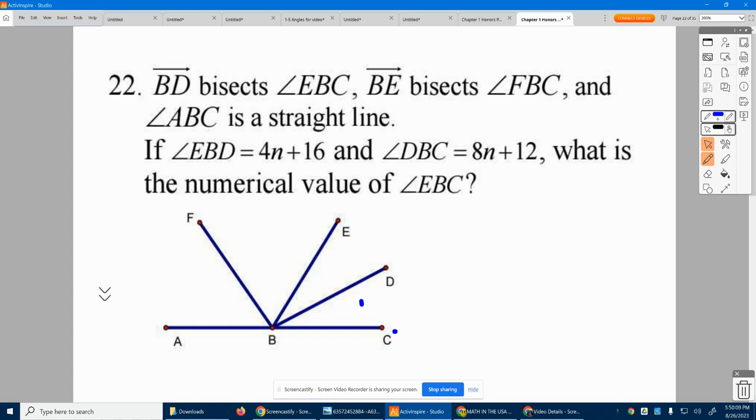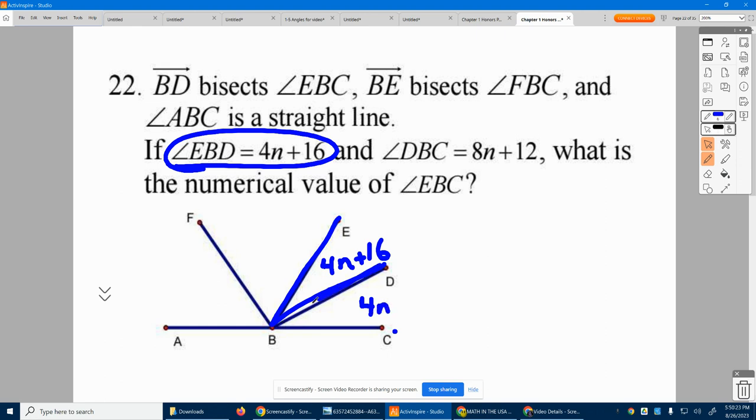So it says EBD is 4n plus 16. Let's see. E down to B to D. That guy right in there is 4n plus 16. Now, right away, if he's 4n plus 16, I know this guy, DBC, has got to be the same thing. It has to be the same thing. I know that right away. Okay. Now, let's see what it tells me.